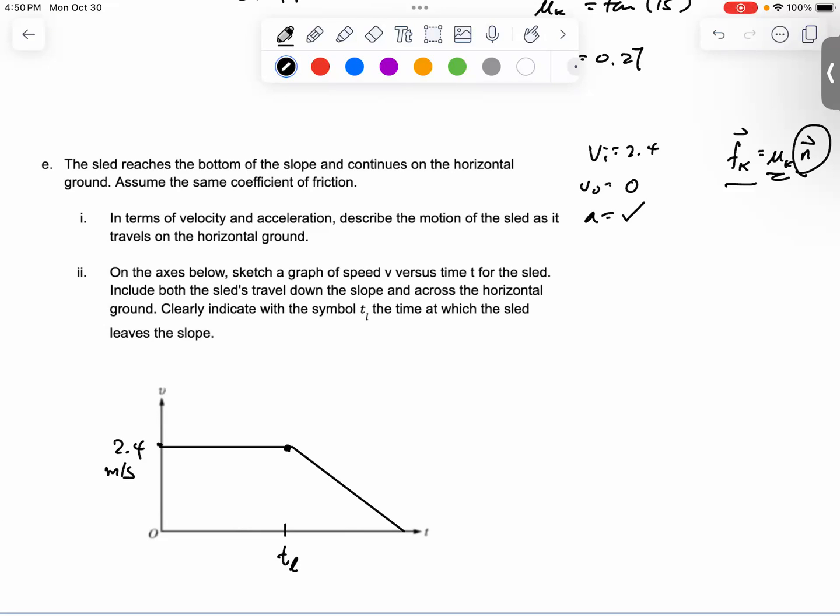Because if you don't know, then that means you are only drawing a straight line by luck, not by your knowledge. Yes, because the friction is constant, there's only one force, and then we could calculate the value of a, and that would be a negative value, and that would be the slope of this portion of the graph. So again, the slope equals acceleration, and we could calculate acceleration.